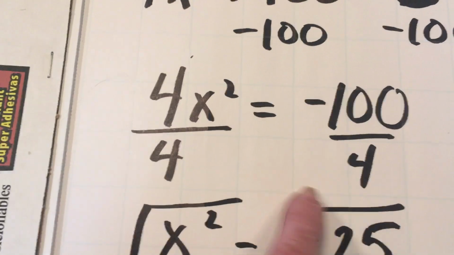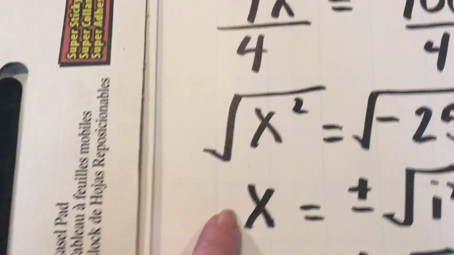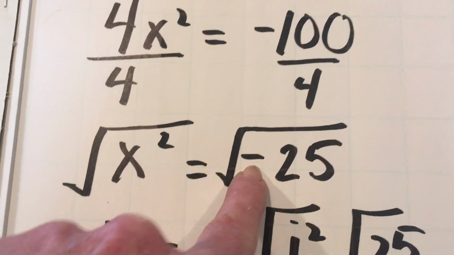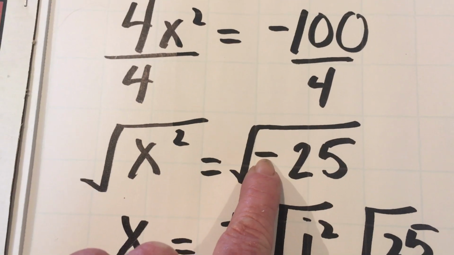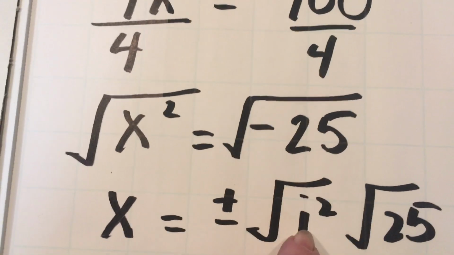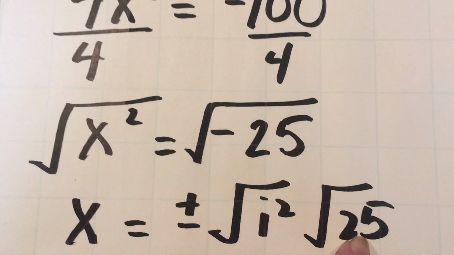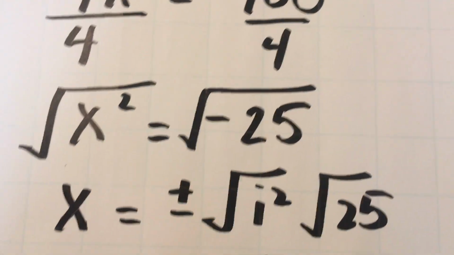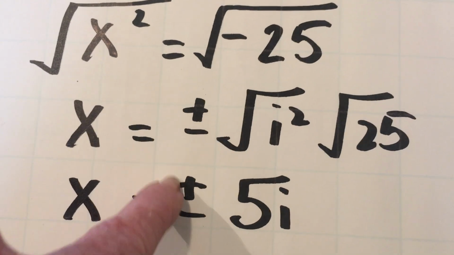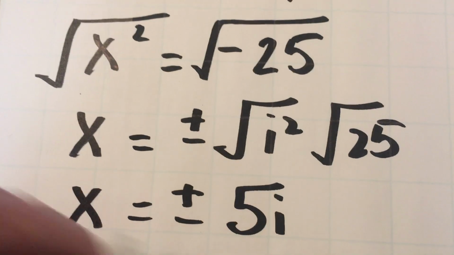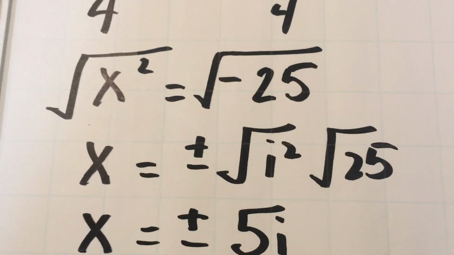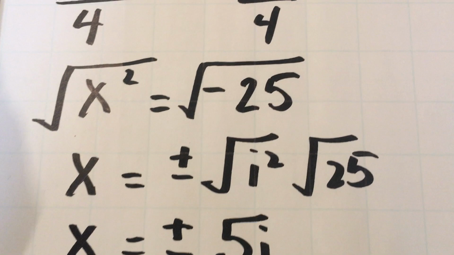Take the square root of both sides. The square root of x squared gives me x. The square root of -25 becomes -1, and -1 is the same thing as i squared. So we have the square root of i squared times the square root of 25. The square root of i squared is i. The square root of 25 is 5, and it's going to be plus or minus 5i, just like we looked at on the previous 2 examples. Okay? That's using the square root property to solve.